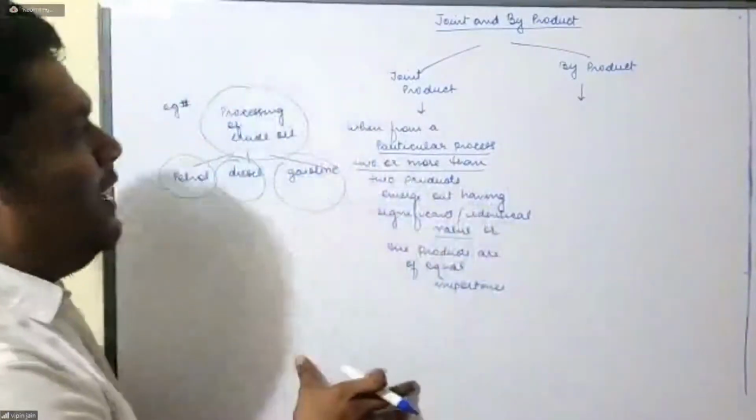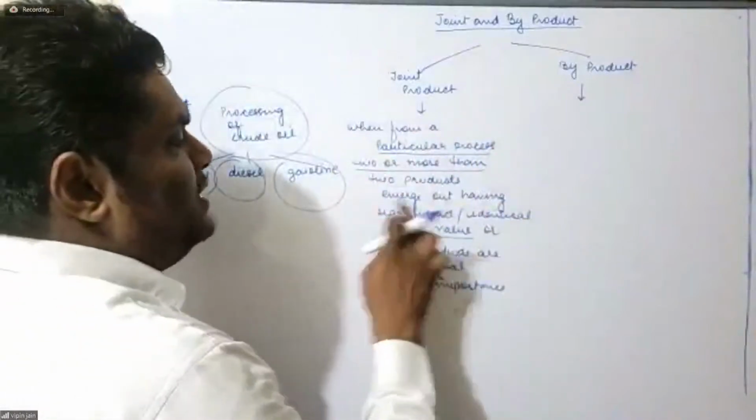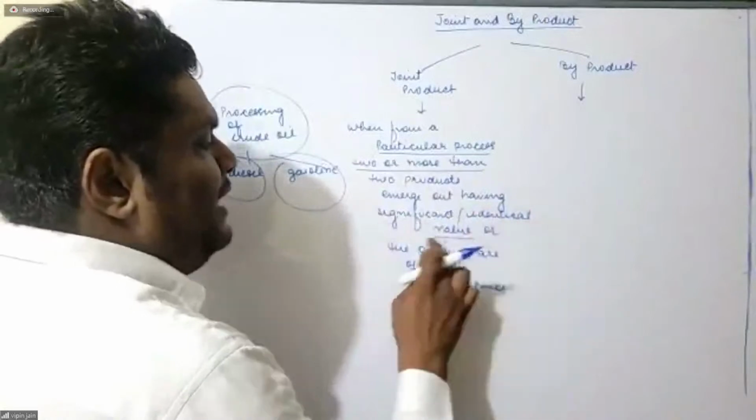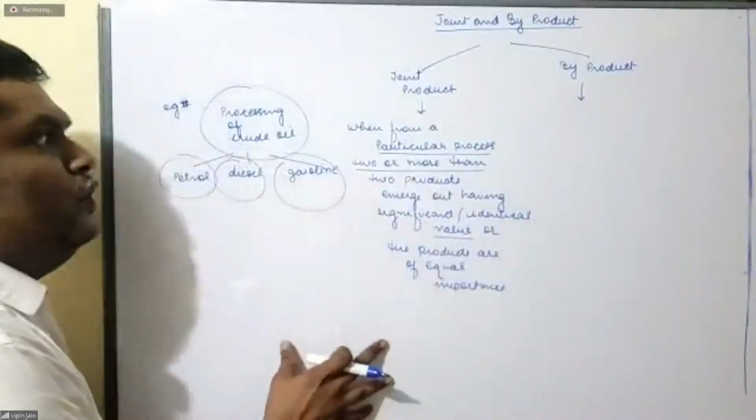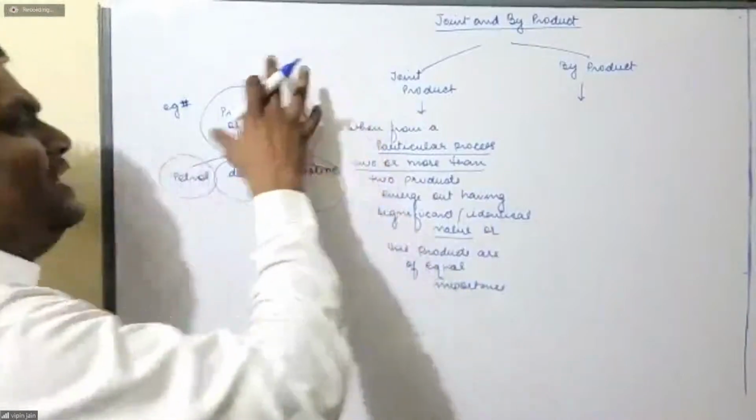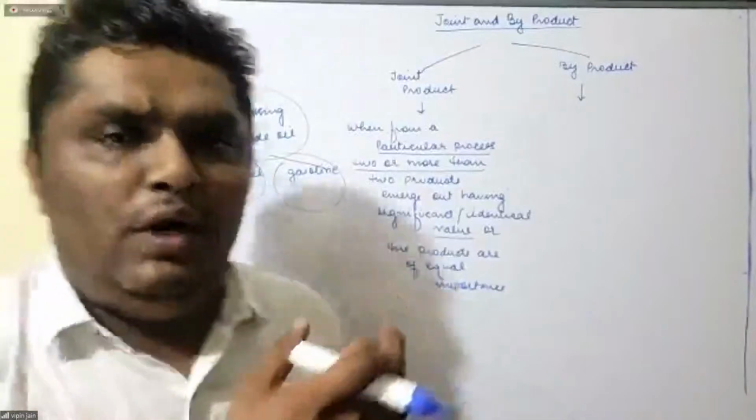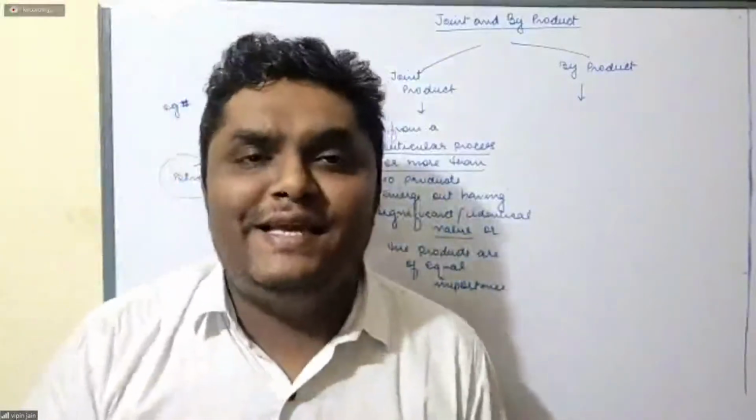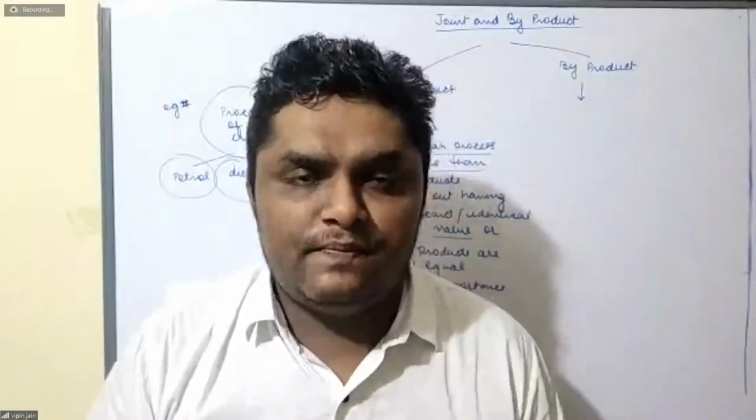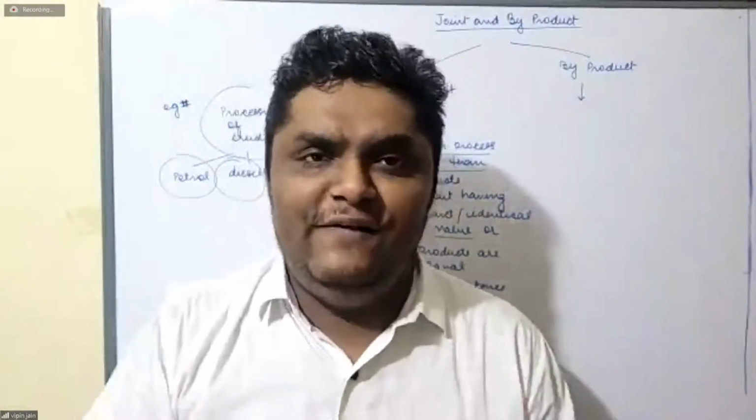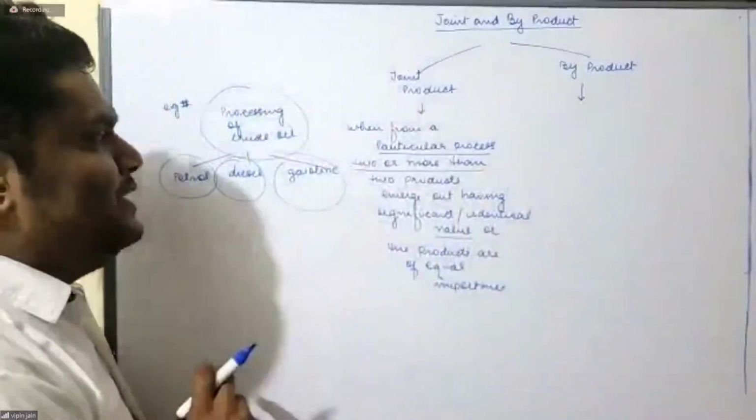So what is joint product? When from a particular process two or more than two products emerge out having significant or identical value, or the products are of equal importance, then they are known as joint product. The example is when we process crude oil, three products emerge out from a particular process: petrol, diesel, and gasoline. All these three products are of equal importance and have significant and identical value. That's why these three products are known as joint product.